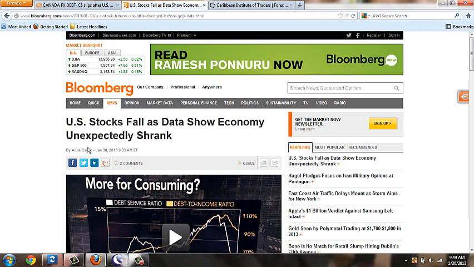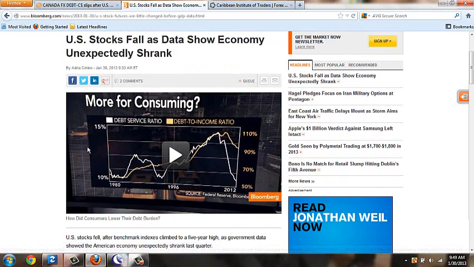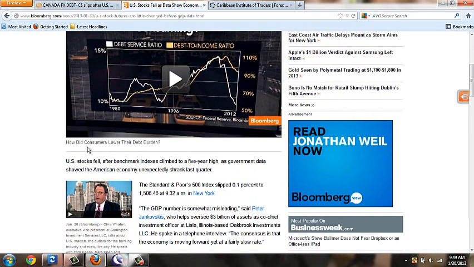So let's cover the fundamentals. US stocks fall as data show economy unexpectedly shrank. US stocks fell after benchmark indexes climbed to a 5-year high as government data showed the American economy unexpectedly shrank last quarter. That's the reason why we're buying gold, because once the US dollar is weak, gold is going to rally fundamentally, right? Now, we're talking about GDP, guys. We're not talking about interest rate or inflation. GDP, right? This is a strong data.